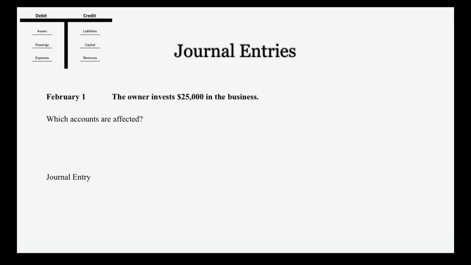So we have that chart still up in the upper left corner, and we're going to just walk through a series of transactions and talk about the process of preparing these journal entries. So our first transaction here for February 1st says that the owner invests $25,000 in the business. So the very first thing that we need to do is think about, okay, which accounts are being affected here? So an owner is putting money in the business. So that means that the business is getting cash, right?